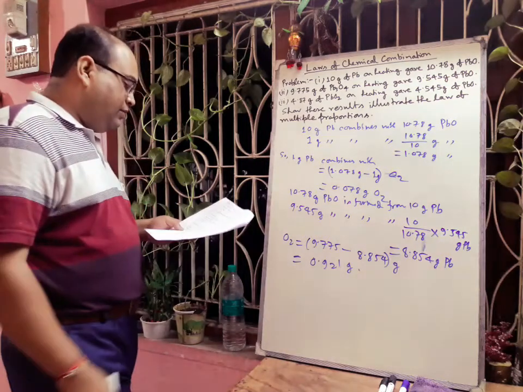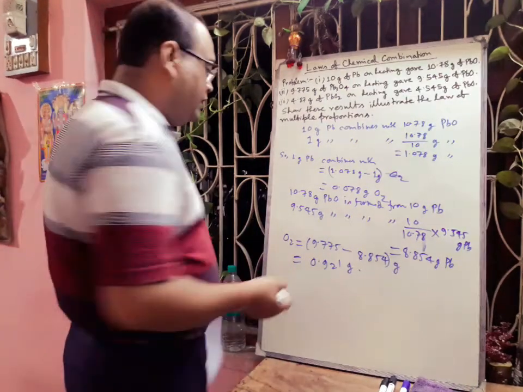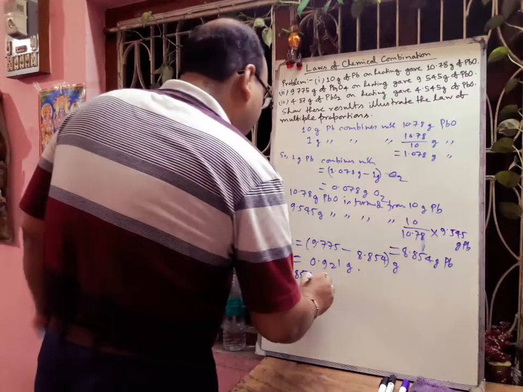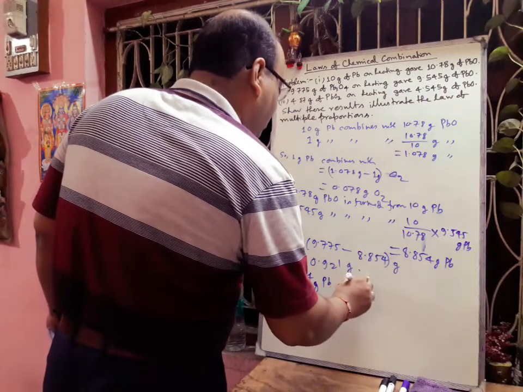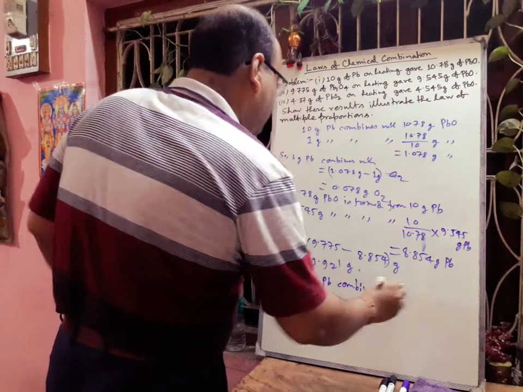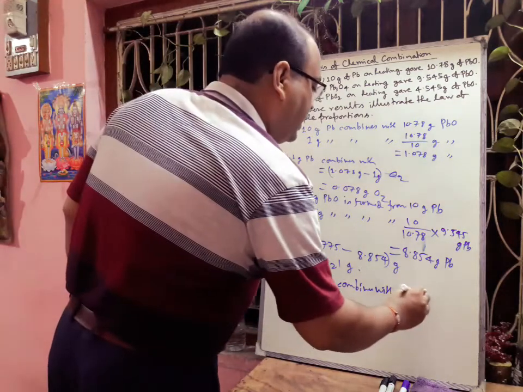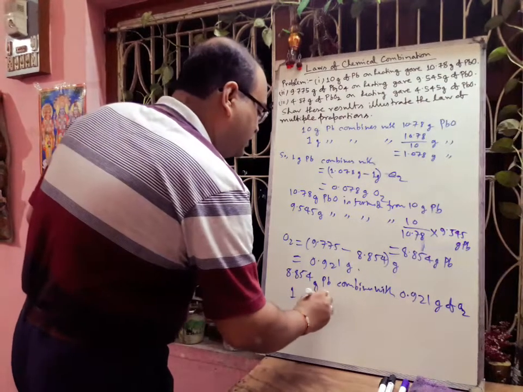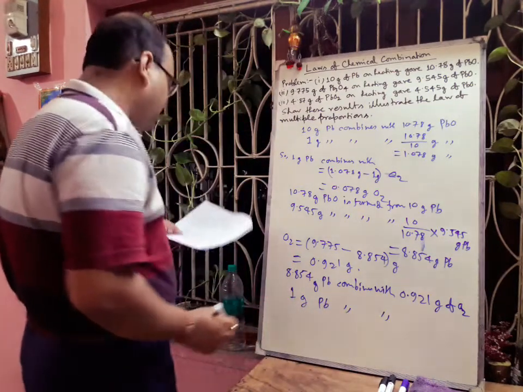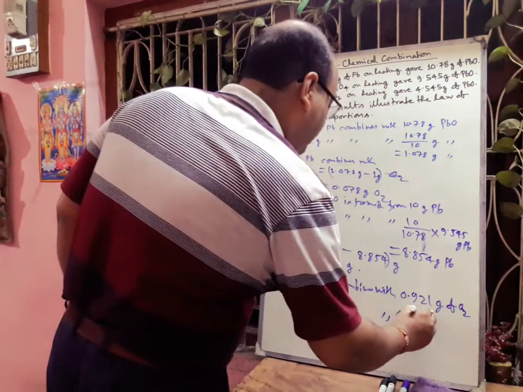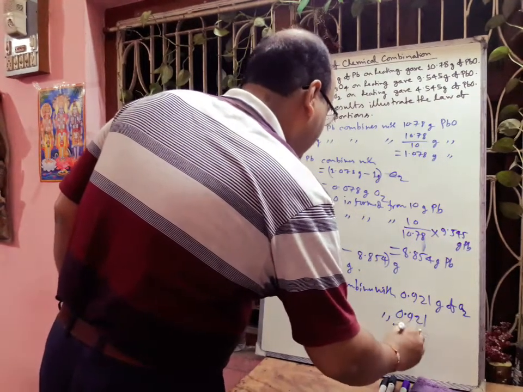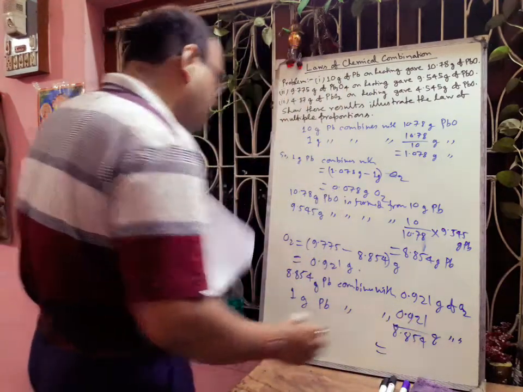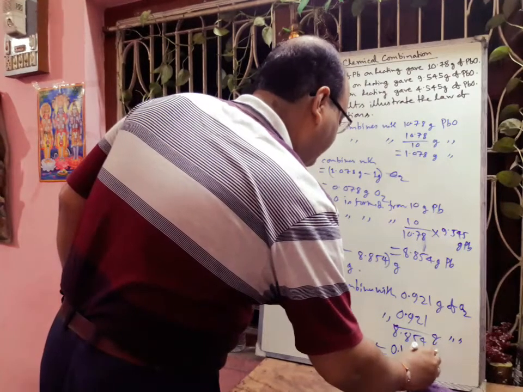So here we have to calculate that in 1 gram. So 8.854 gram lead combines with how much amount of oxygen? 0.921 gram of oxygen. Now 1 gram lead in this case will combine with how much gram of oxygen? That will be 0.921 divided by 8.854 gram of oxygen. If we calculate, you will get the value 0.104 gram of oxygen.